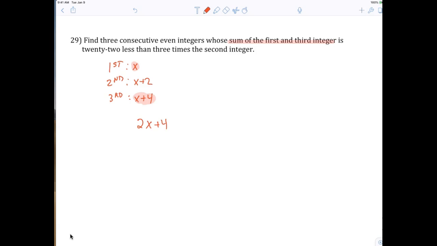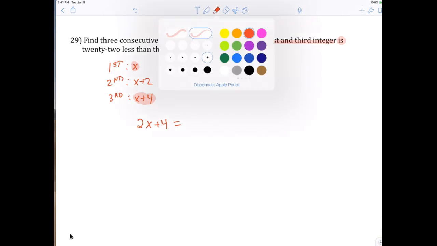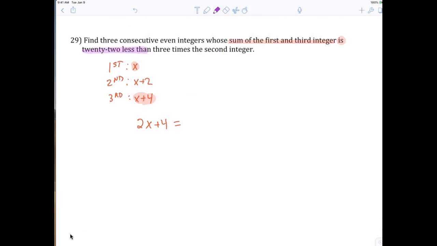Now it says, is. What does is mean in math? Equals. Now the next part. We're saying 22 less than. How do I write 22 less than? But how about 2x plus 4? You added the first and the third. You see it? x plus x. Agreed? How do I write 22 less than?